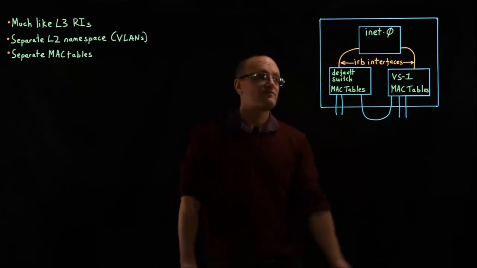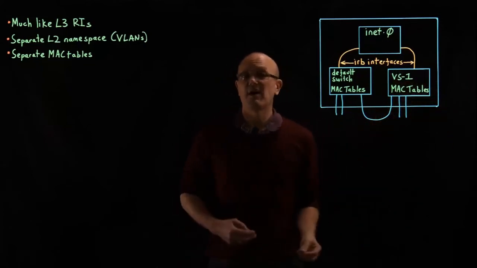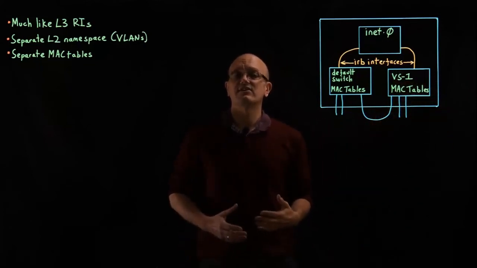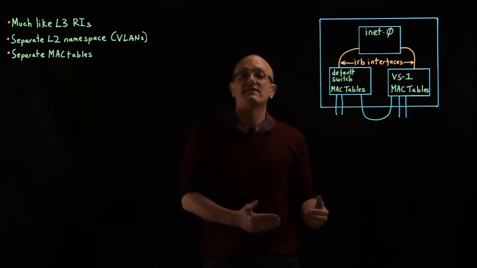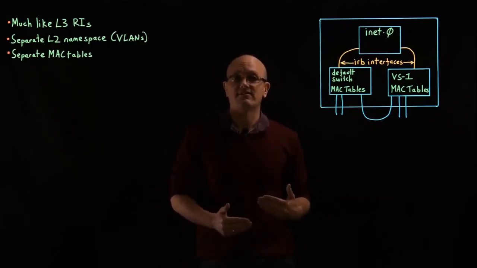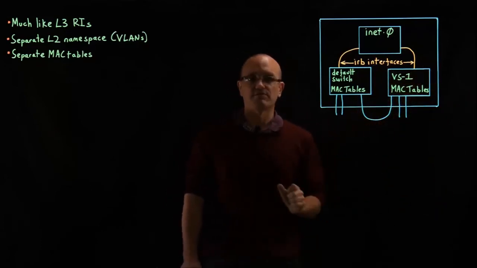If you're doing this for a virtual switch, you would configure it under the routing instance exactly like you would a layer 3 routing instance. You specify interface and the interface name under the routing instance name, and that associates those interfaces with those tables.